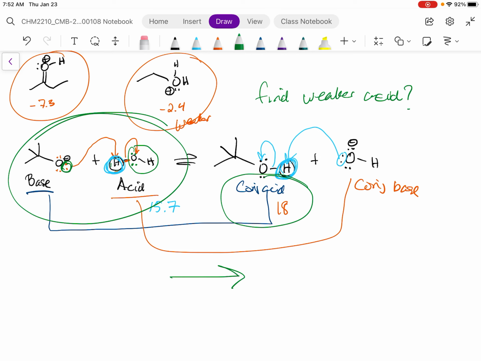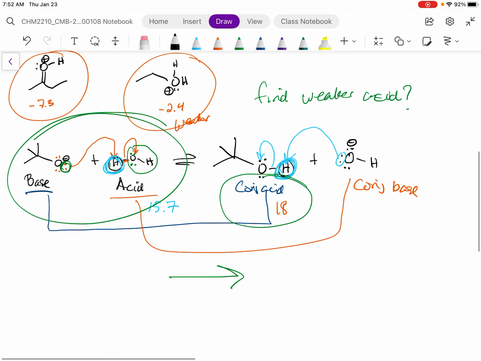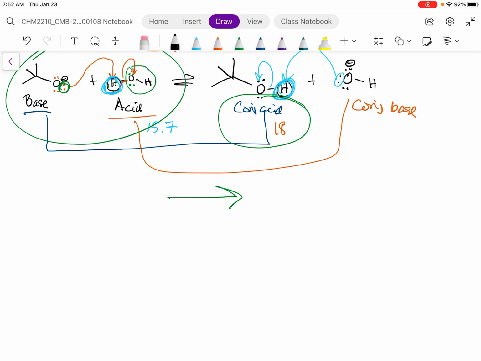Okay? But then we can ask another question. If it's favored to the right, how far or how favored to the right is it? Is it favored to the right just by a little bit, or by like magnitude? Like it's just all to the right. Okay, so that's the next question that we want to answer. Like put a value to it. Is it 100 times to the right or not? And the way that we do that is we take the pKa's that you know and you just subtract them. So 18 minus 15.7.